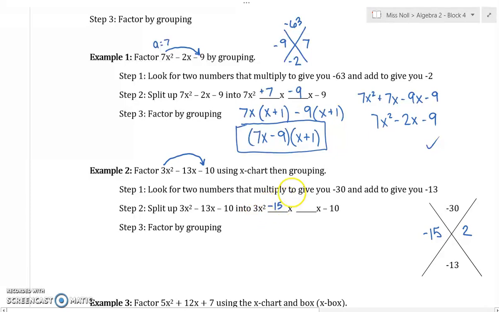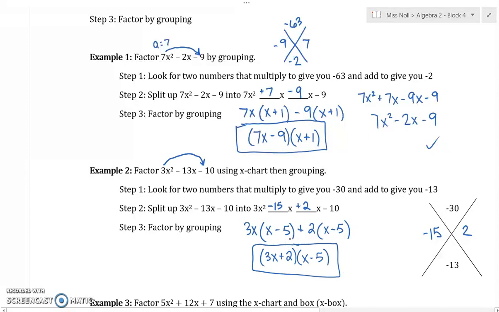So I'm going to plug these values in here. I have 3x squared minus 15x plus 2x minus 10. And then I'm going to factor by grouping. For the first two terms, I factor out the GCF, which is 3x, and I'm left with x minus 5. Here I factor out the GCF, which is 2, and I'm left with x minus 5 when I divide those out. So now, factoring by grouping, I take these front terms, 3x plus 2, and x minus 5. That would be my final answer. And again, you can always FOIL it out and check your answer.